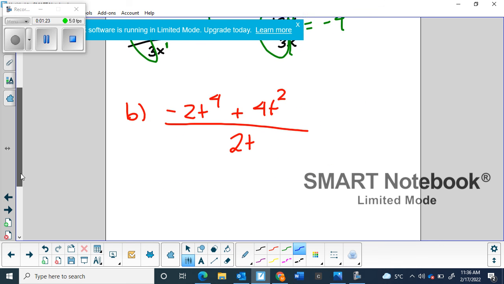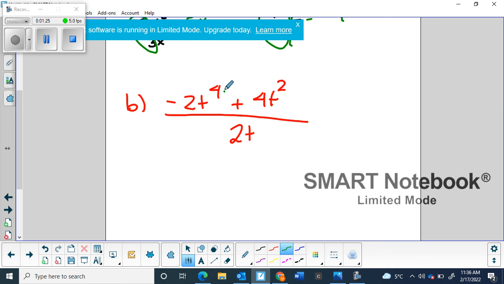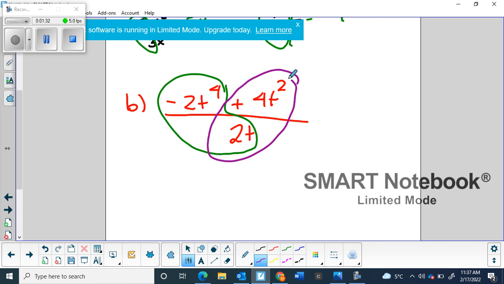So now let's apply it to this question. I'm going to separate out my first term, and then I'm going to separate out my second term. Don't forget the sign in front. You need to take it with it. And then I'm going to separate it and solve it that way. So negative 2t to the 4 divided by 2t, and 4t squared divided by 2t.